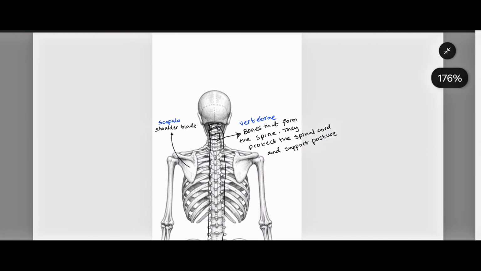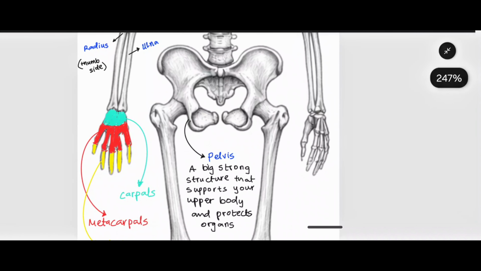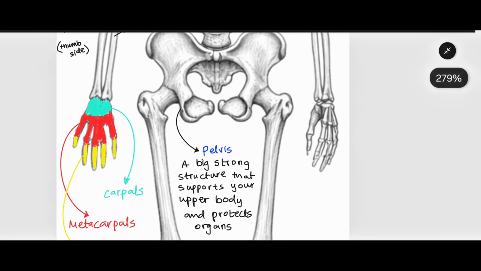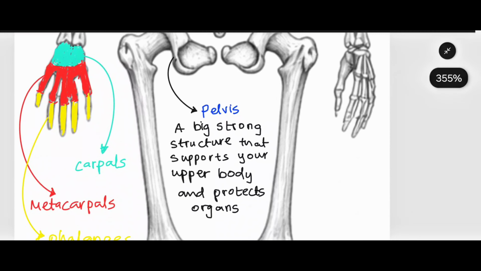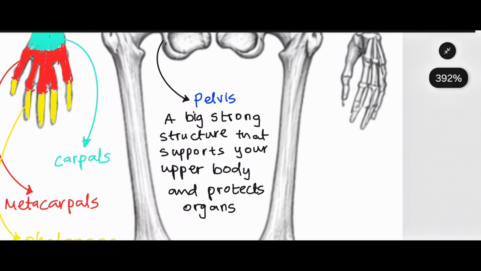Now let's move on to the hips, where we can find the pelvis. The pelvis is found in this hip area, and it's a big structure that supports your upper body and protects your organs. In a lot of sports like rugby, for example, your pelvis and your hips are very important for stability and for generating power.